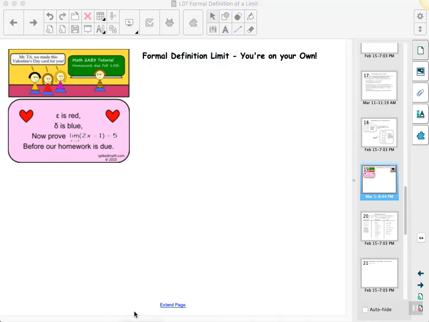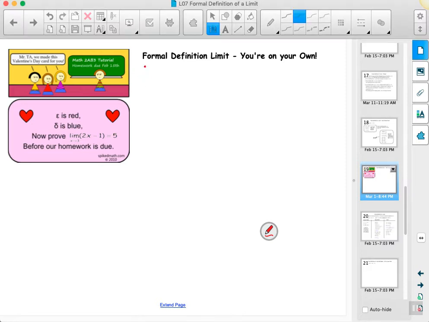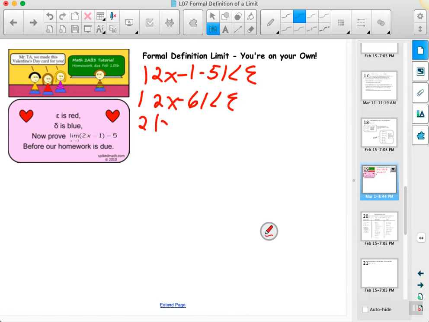All right, so presuming you did some work on your own, what we're going to do is start with the absolute value. This is my scratch work. The absolute value of 2x minus 1, and then minus 5 is less than epsilon. This gives us the absolute value of 2x minus 6 is less than epsilon. We can take a 2 out. We'll get 2 times the absolute value of x minus 3 is less than epsilon. And that's going to give us the absolute value of x minus 3 is less than epsilon over 2.